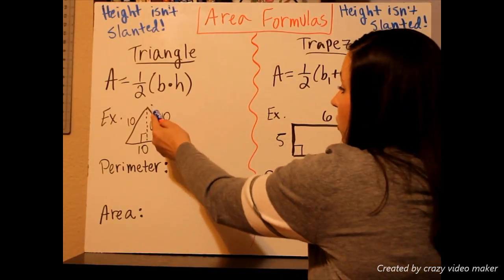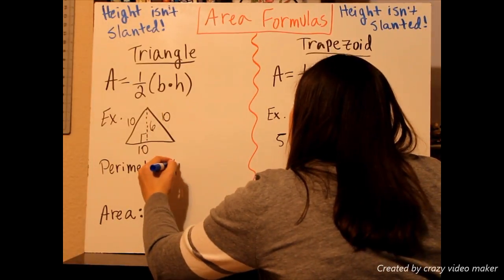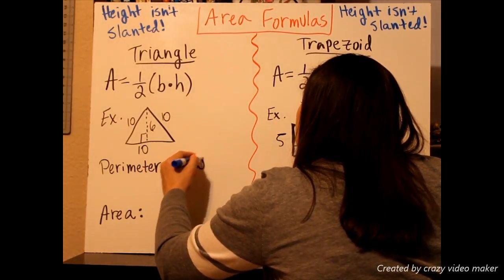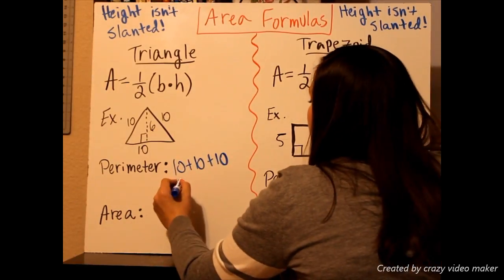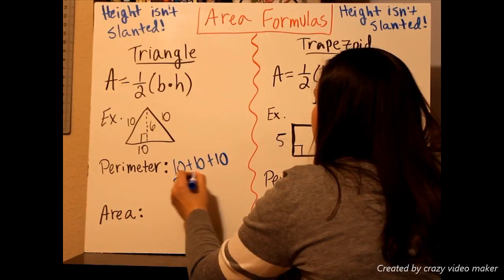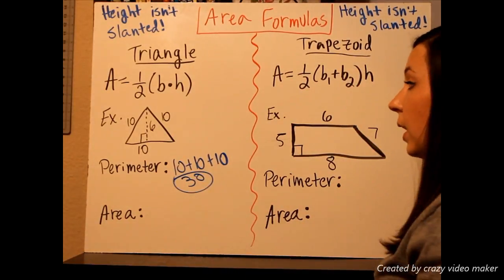The perimeter is just adding up all three sides. So 10 plus 10 plus 10. 10 plus 10 plus 10. Perimeter is 30. So there we go. That was easy. Now we'll move on to our area.